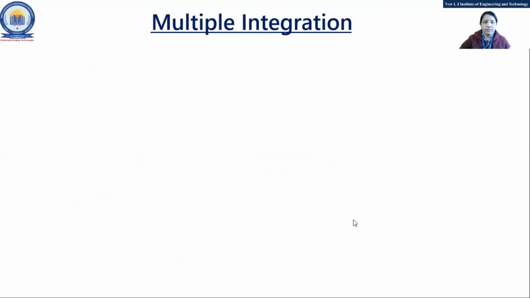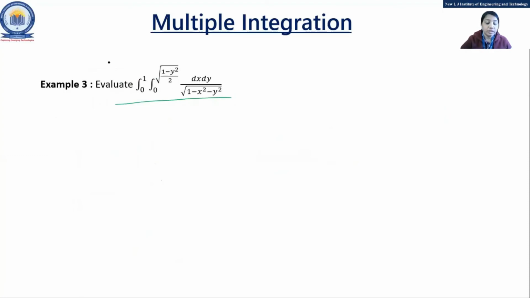Still we are going to take another one, that is, find out or evaluate this one. Evaluate this integral, 0 to 1, 0 to under root 1 minus y square by 2. So this you can see, our inner limit is in terms of y. It will depend upon y. So first we'll do with respect to what? Just write down into the chat box. Our inner limit depends upon the y.